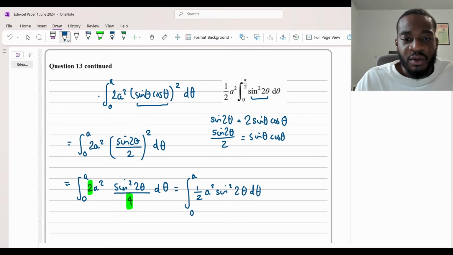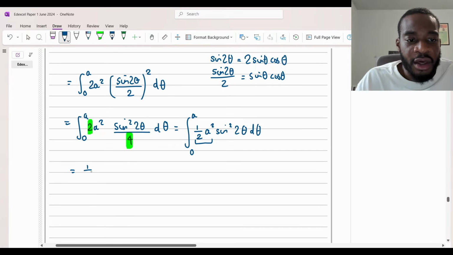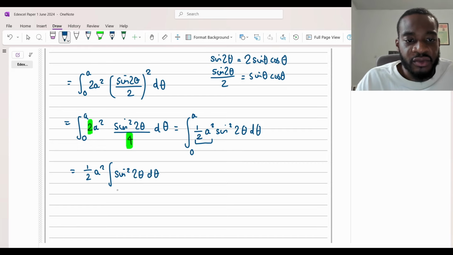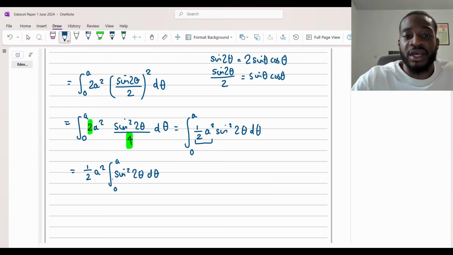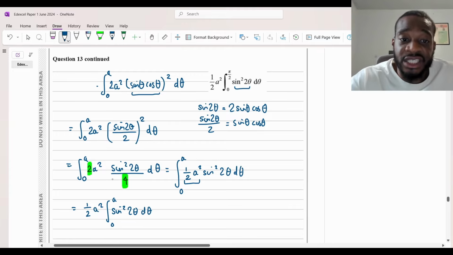Now remember, we're actually pretty much done. A half is a constant and so is a squared. It's a positive constant. You can always bring a constant outside of the integral. So therefore, it becomes 1/2 a squared multiplied by the integral of sine squared 2 theta d theta. And we've done everything. The heavy lifting is done. The algebra is done here. If we compare that, the only thing we need to do now is the limits, which is the easiest part, okay?